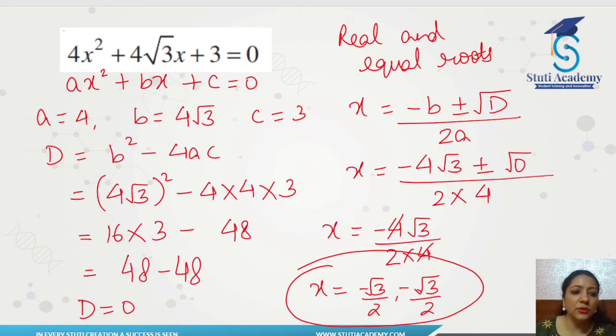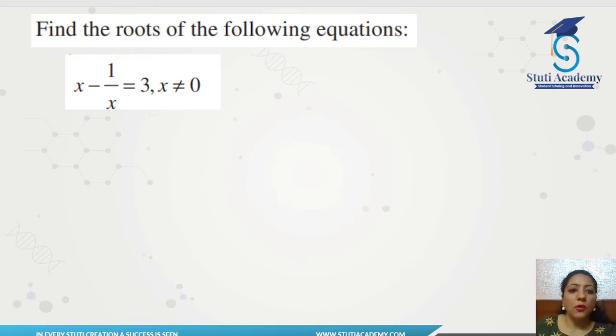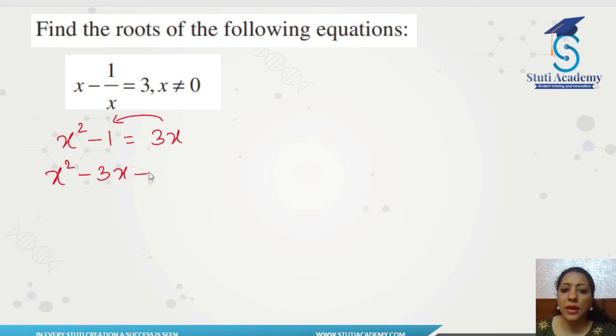Yes. Now let us come to the exercises here. Now find the roots of the following equations. Here we have this equation. We are going to find the root of the same. So before we do anything else, we are going to bring it down to a quadratic equation. So we'll take the LCM here. We'll get x square minus 1 is equal to 3x. Now this 3x will go towards the left hand side. We'll get x square minus 3x minus 1 is equal to 0. Now we are looking for two numbers whose product is minus 1 and the sum is minus 3. So it's very difficult to find such numbers. So it's difficult to solve this using the factorization method.